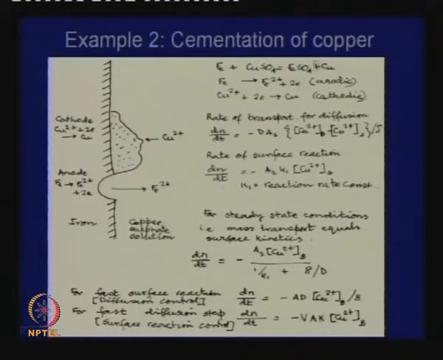We talked about a cementation reaction, that iron filings put into copper sulphate would produce ferrous sulphate and copper will precipitate. It is an electrochemical reaction with a cathode area and an anode area.